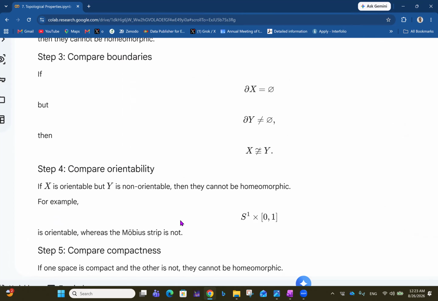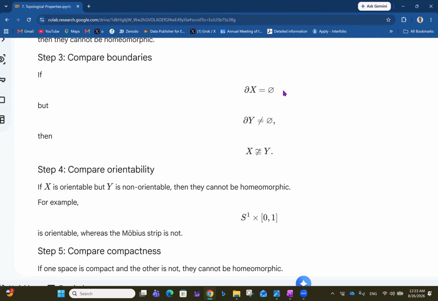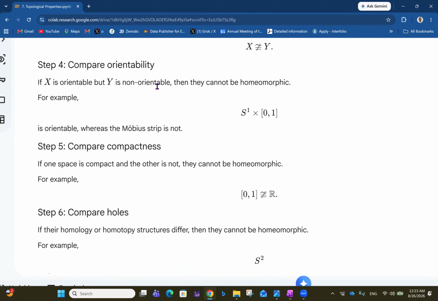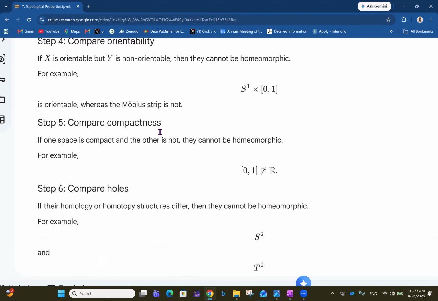Then compare boundaries now. If the boundary of X is empty, but the boundary of Y is not empty, then X is not homeomorphic to Y. Then step four, you can also compare orientability. If X is orientable but Y is not orientable, then they cannot be homeomorphic. For example, S1 × [0, 1], which the cylinder represents, is orientable, whereas the Möbius strip, which looks something close, is not like that, because the Möbius strip is not orientable, while the cylinder is.